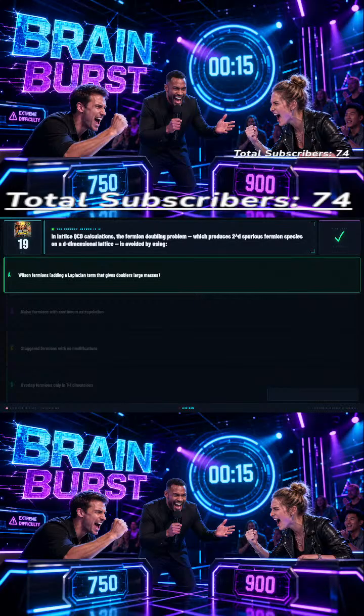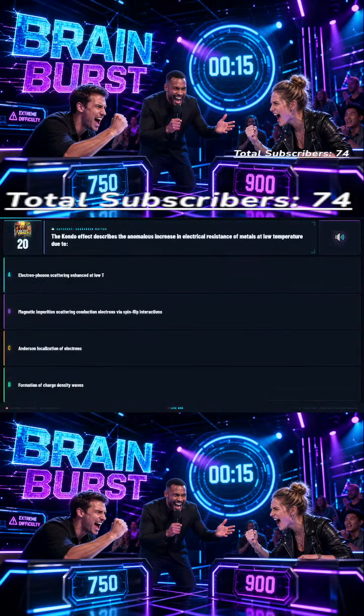Question 20. The Kondo effect describes the anomalous increase in electrical resistance of metals at low temperature due to Option A, electron-phonon scattering enhanced at low T. Option B, magnetic impurities scattering conduction electrons via spin-flip interactions. Option C, Anderson localization of electrons. Option D, formation of charge density waves.